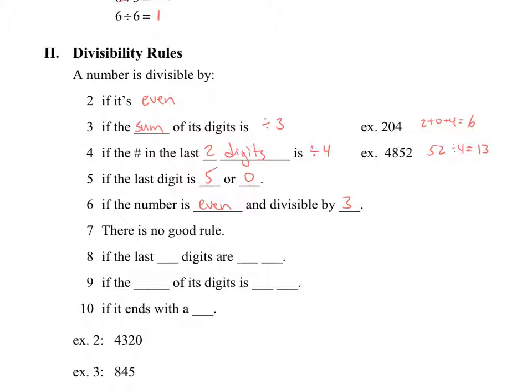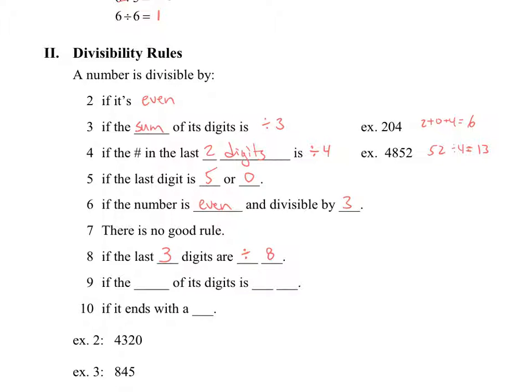Number 7, there's really not a good rule for number 7. Sorry. You just kind of have to do it. Number 8 is very similar to the 4 rule, but this time it's if the last 3 digits are divisible by 8.